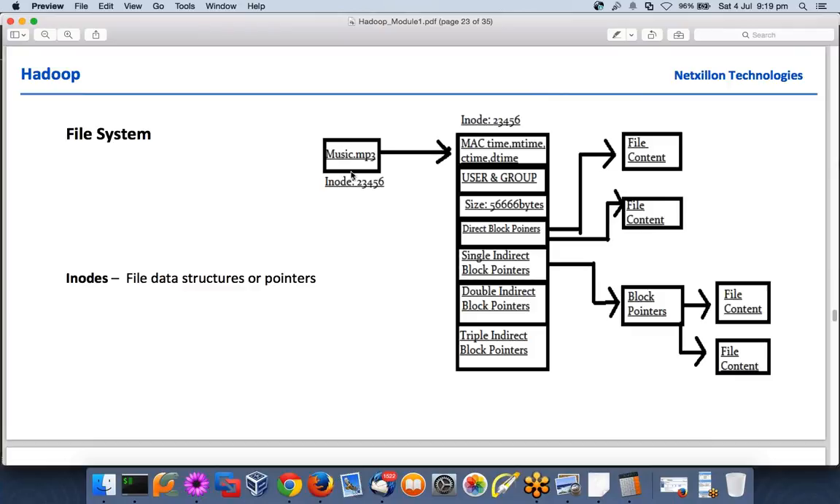Let's say I have a file music.mp3. It says it is on inode 23456. So I will have some metadata. Metadata means the MAC times: modification, access, and creation time, timestamps, who is the owner, permissions, size, and where the actual contents of the file are. It will be pointing to the hard drive.